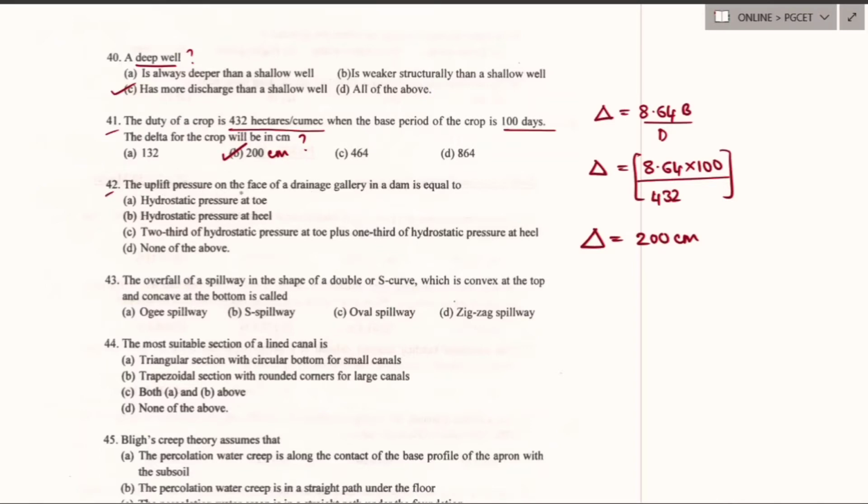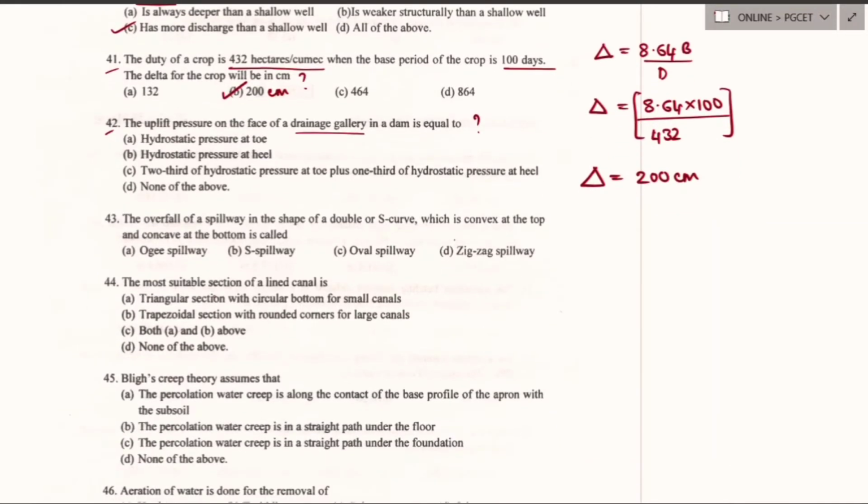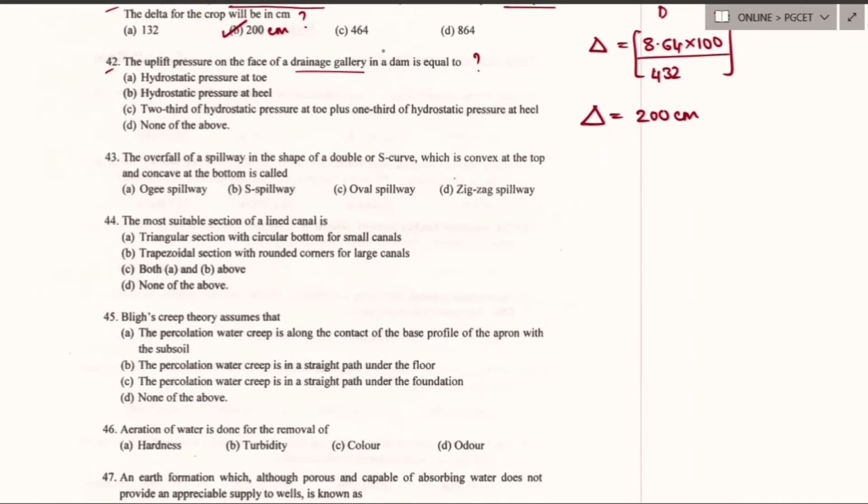Question number 42. The uplift pressure on the face of the drainage gallery in a dam is equal to 2/3 of the hydrostatic pressure at toe plus 1/3 of the hydrostatic pressure at heel. Option C is the right answer.